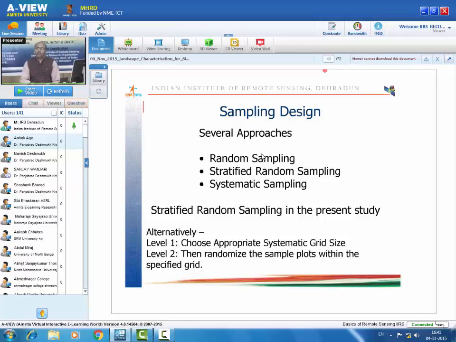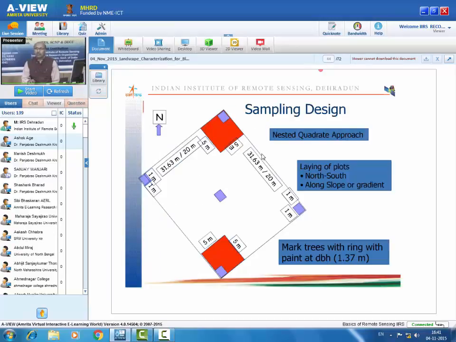And therefore, there are three approaches: random sampling, stratified random sampling, and systematic sampling. When you use remote sensing, we always suggest using stratified random sampling, because it saves a lot of time. You don't have to search here and there. You can straight away go to the point and do the sampling. So these are the methods which normally are used.